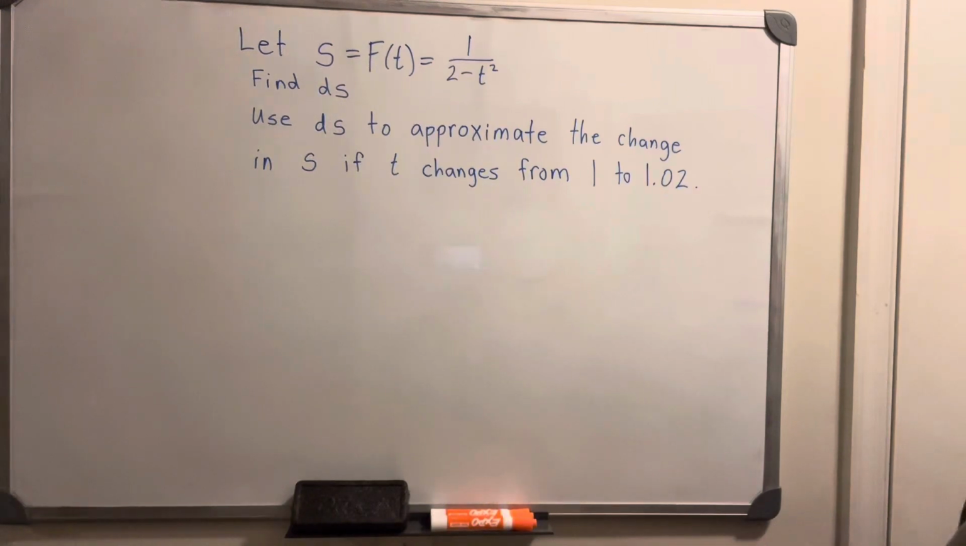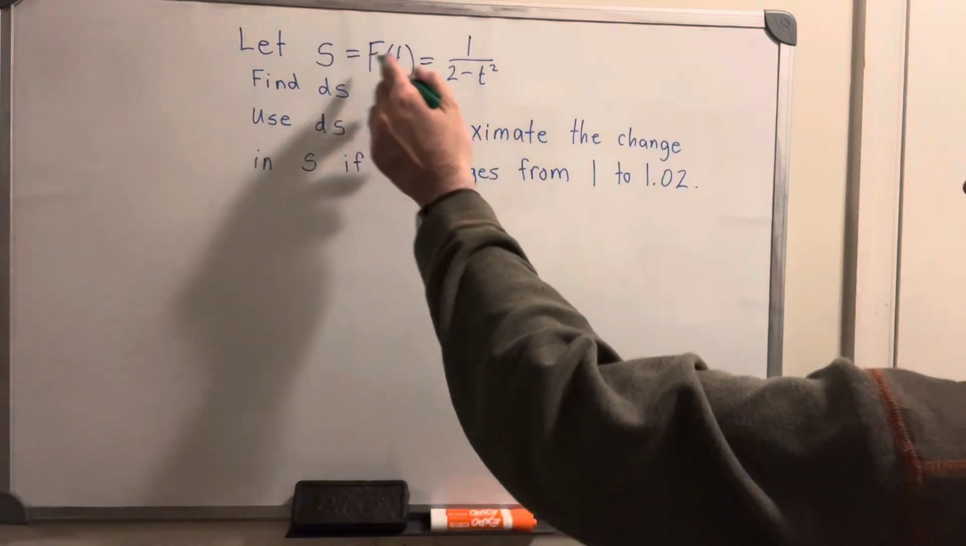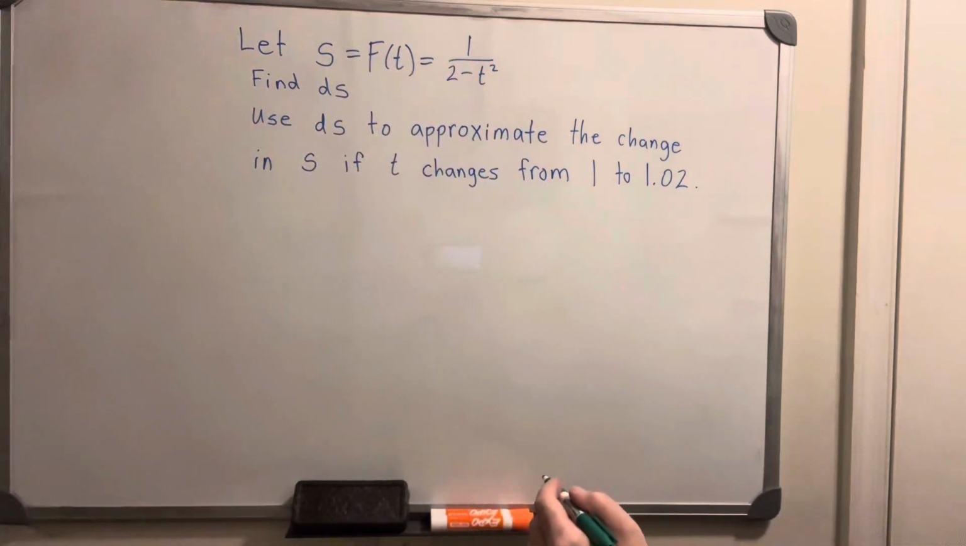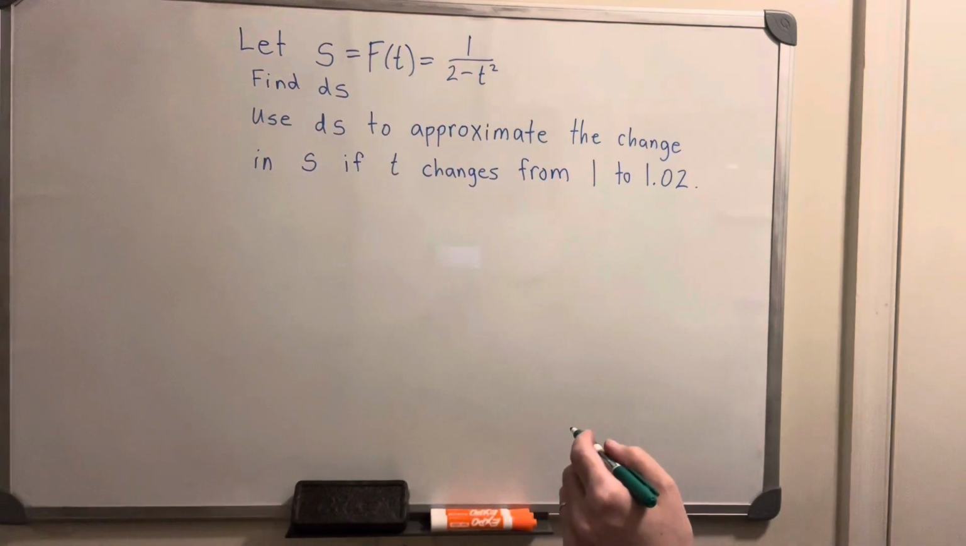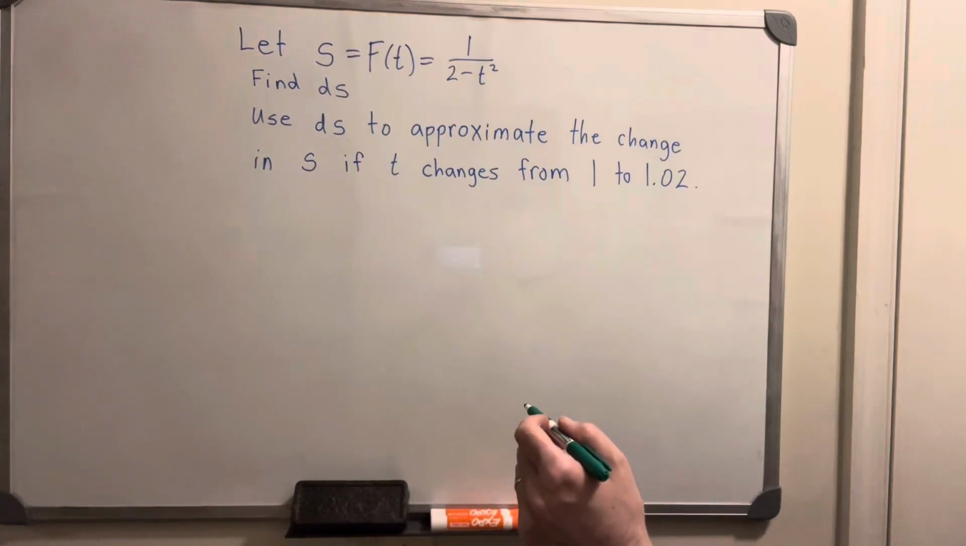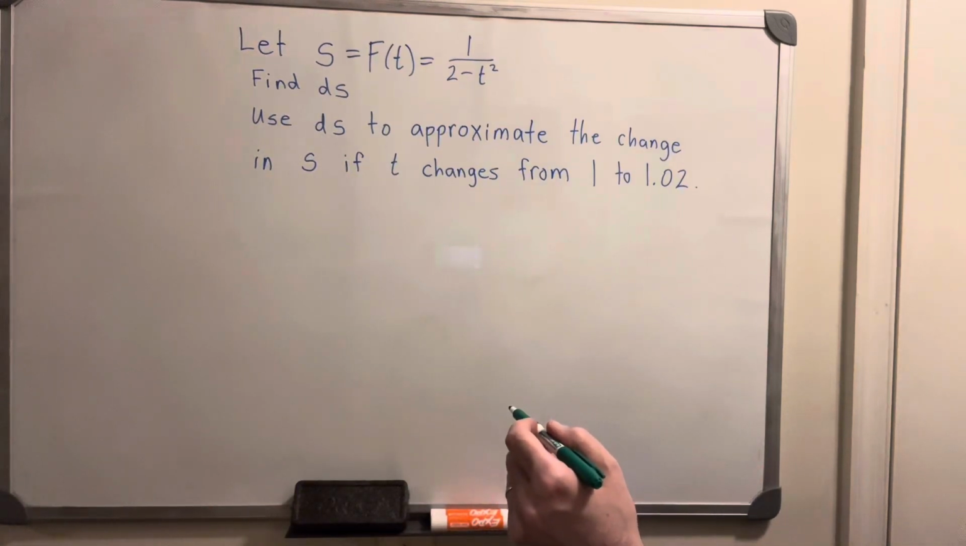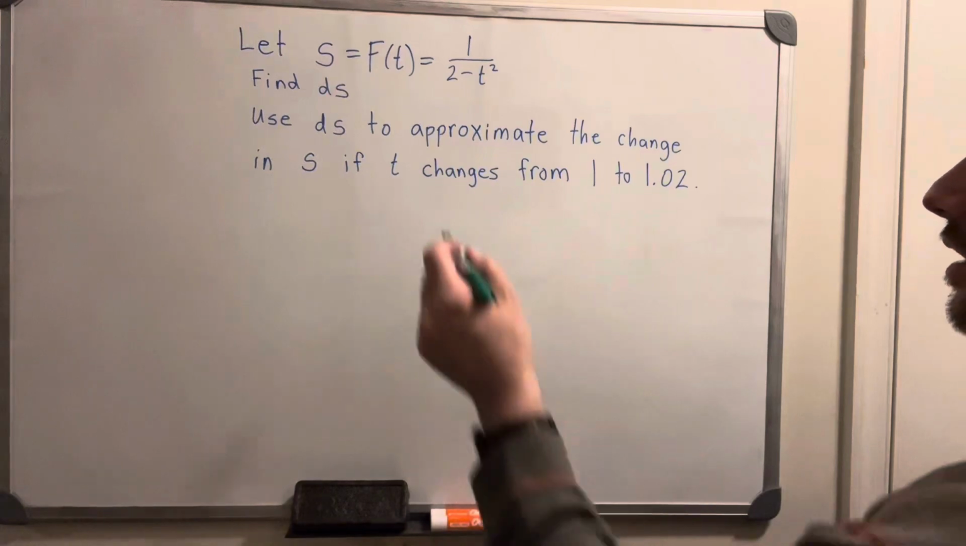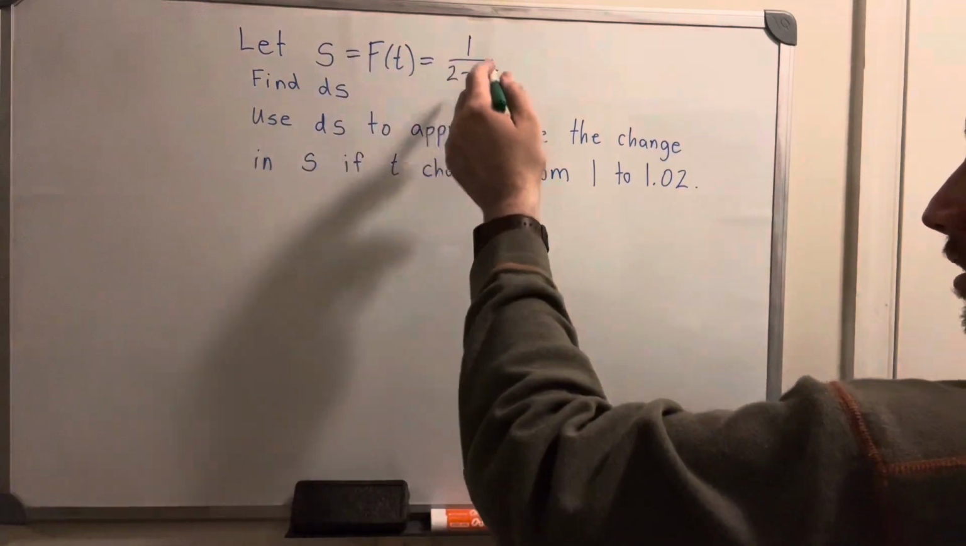Is S the dependent or independent variable in this situation? Does S depend on t, or does t depend on S? S changes as a result of t changing.